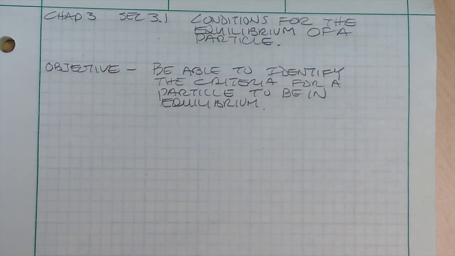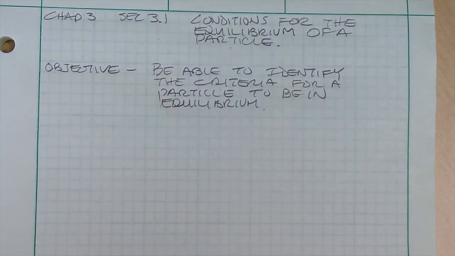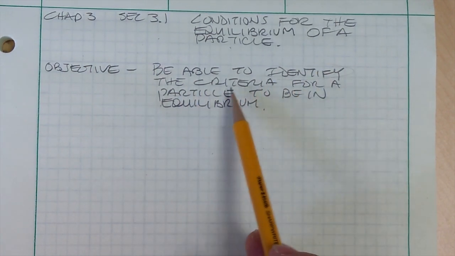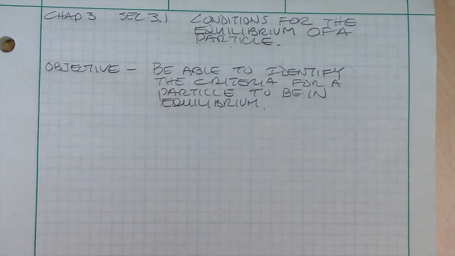So this is section 3.1, conditions for the equilibrium of a particle. What we want to be able to do is identify the criteria for a particle to be in equilibrium. So in this class, we'll be studying particles that are in equilibrium.